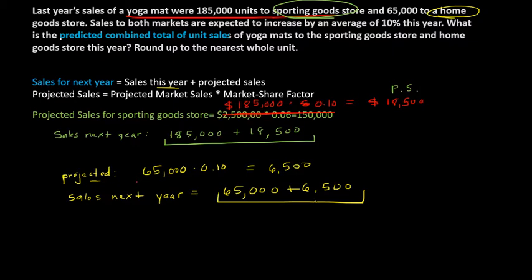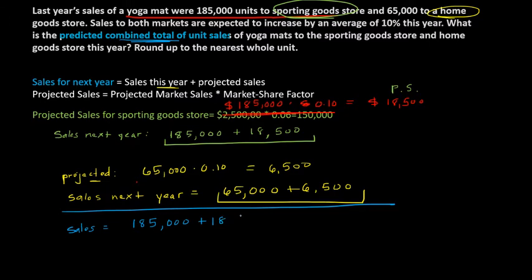So I've calculated that individually for each store, but remember, our goal was to figure out the predicted combined total. So I need to add all of these sales together. I would take 185,000 plus 18,500 plus 65,000 plus 6,500. And I didn't preload this example like I did with the other one, so I'm going to pull out a calculator.